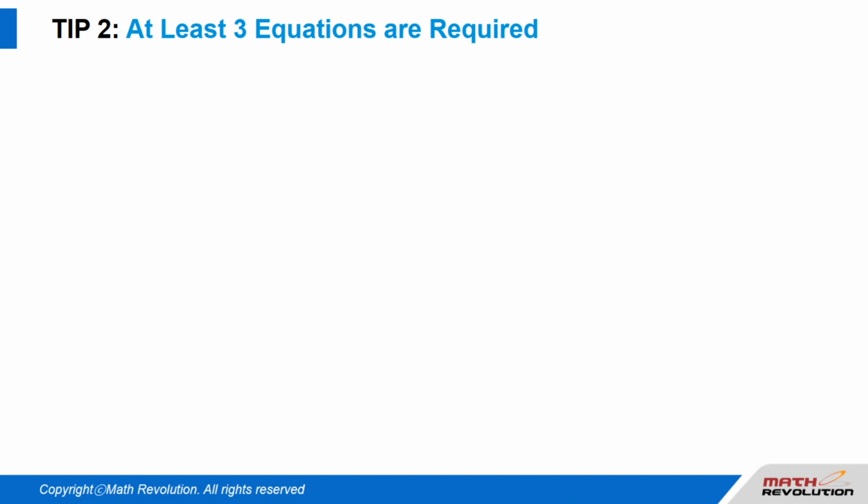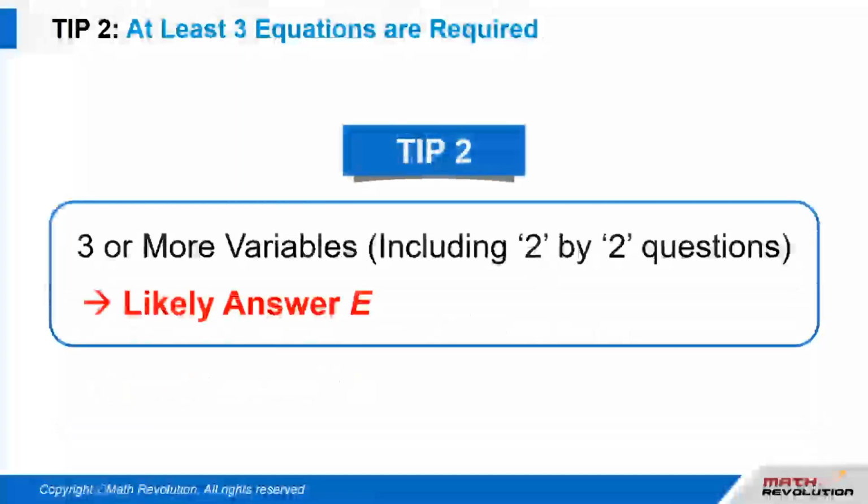In this video, we'll be talking about Tip 2. At least 3 equations are required. Tip 2: If there are 3 or more variables, including the 2x2 questions, then E is the likely answer.